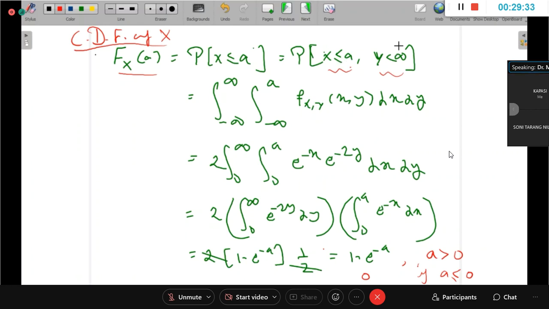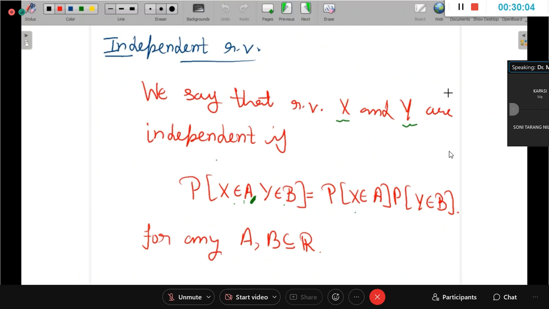This is the same situation here. So this is X less than or equal to a and Y less than or equal to b. This is how the joint distribution is defined: these two random variables are defined jointly with respect to the following type of distribution function. So you can talk about continuity in a similar manner, and independence of random variables in a similar manner.